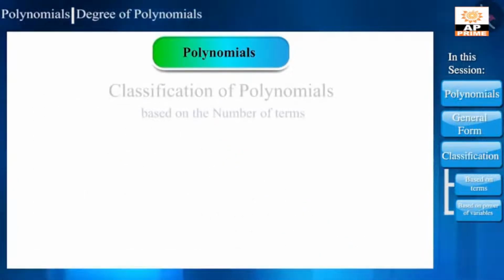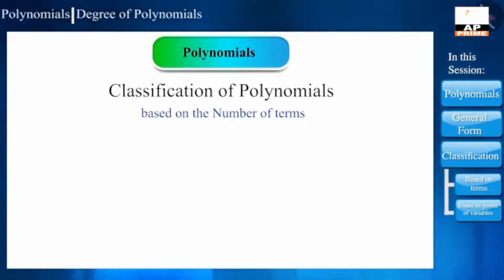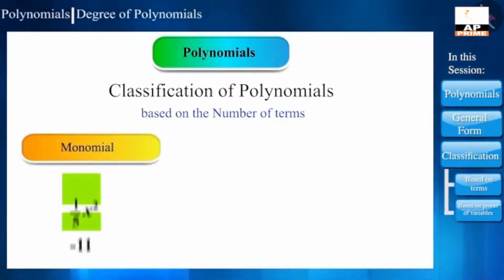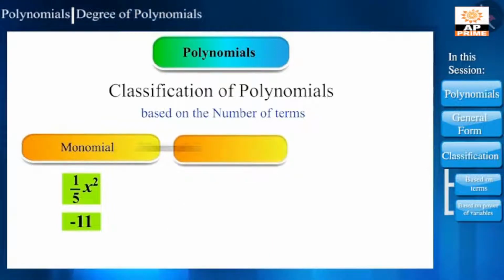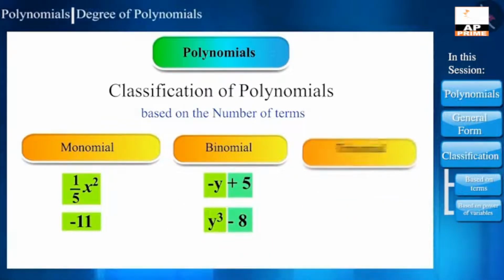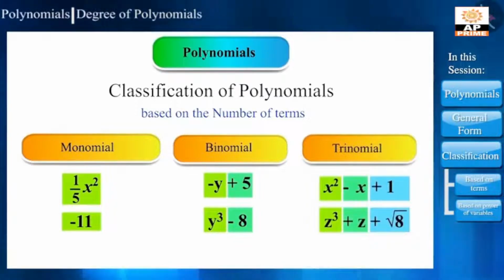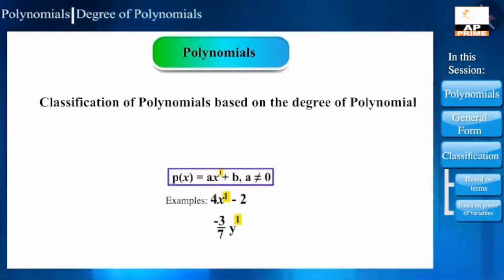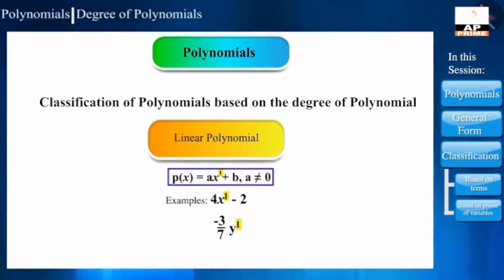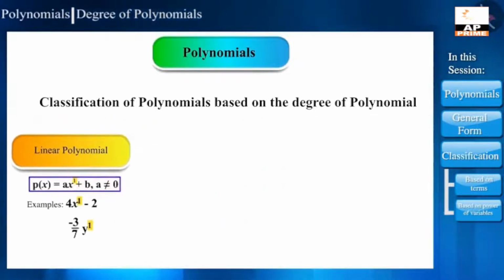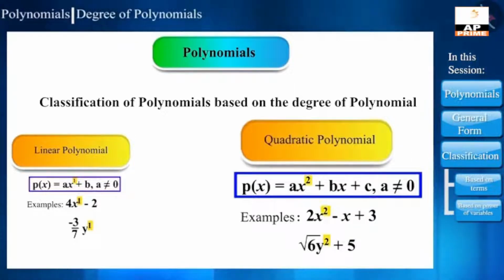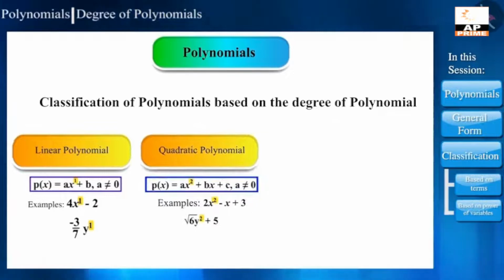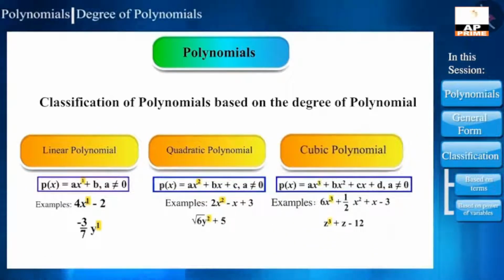Polynomials are also classified based on the number of terms present in the polynomials, such as monomial, binomial, trinomial, etc. Similarly, polynomials are classified based on the degree of polynomial, such as polynomials having degree 1 are called linear polynomials. Polynomials having degree 2 are called quadratic polynomials, and polynomials having degree 3 are called cubic polynomials.